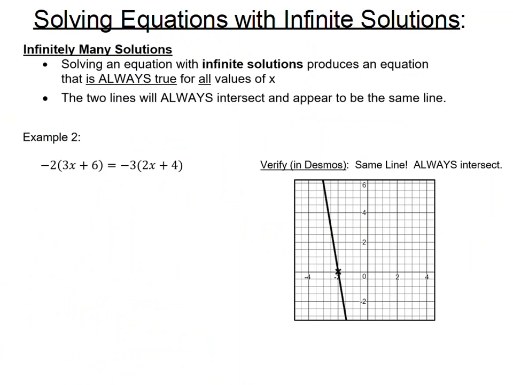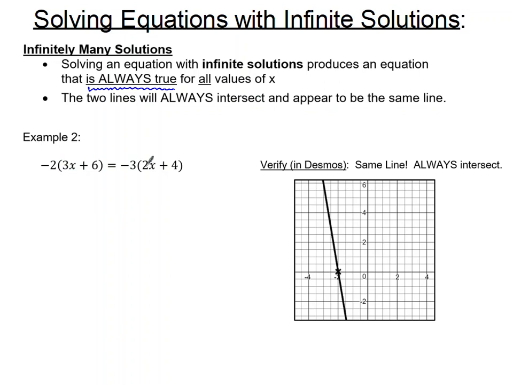Let's look at an equation that has infinite solutions. When we have infinitely many solutions, solving an equation with infinite solutions produces an equation that is always true for all values of x. The two lines will always intersect. In fact, they will appear to be the same exact line. Let's look at what that looks like in example 2.